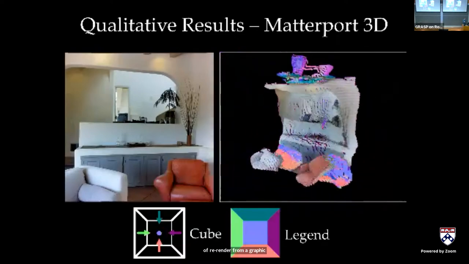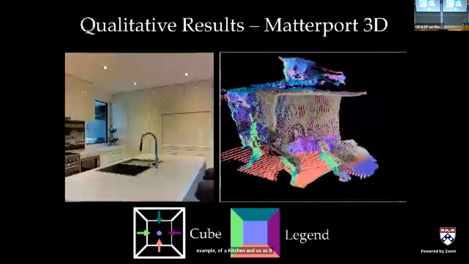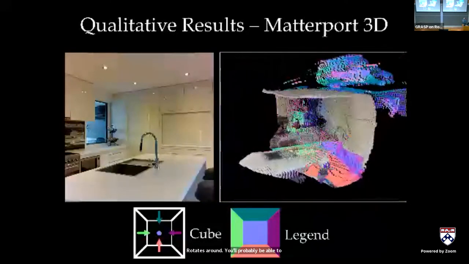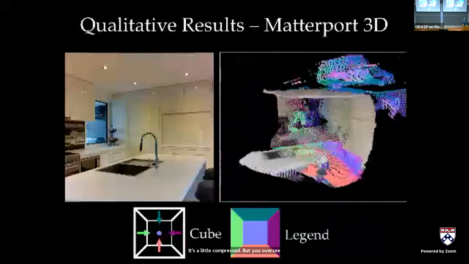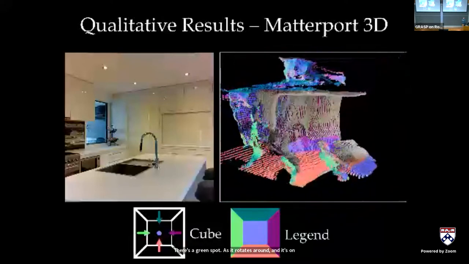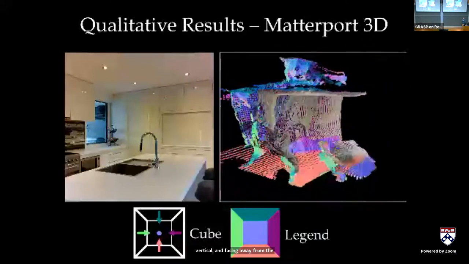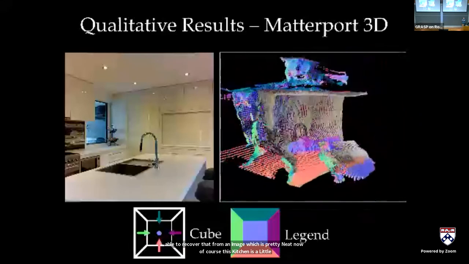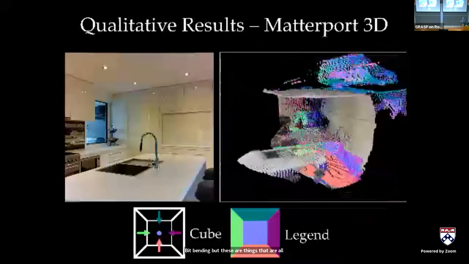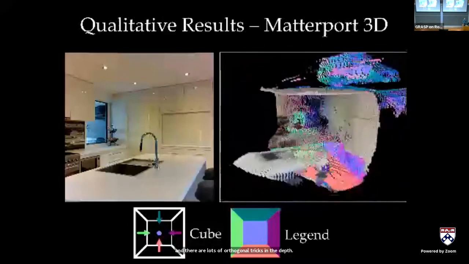Here's another example of a kitchen. As it rotates around, it's a little compressed, but you'll probably be able to see a green spot on the back of the counter. That's a surface that is vertical and facing away from the camera. And we're able to recover that from an image, which is pretty neat. Now, of course, this kitchen is a little bit bendy, but these are things that are all fixable. There are lots of orthogonal tricks in the depth map literature for making these surfaces a lot more straight.